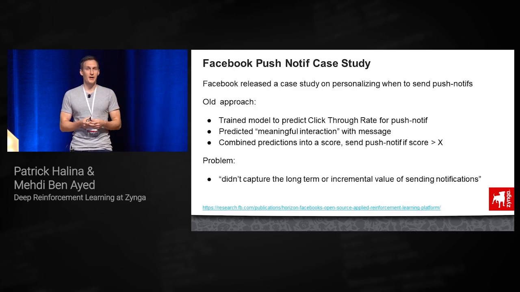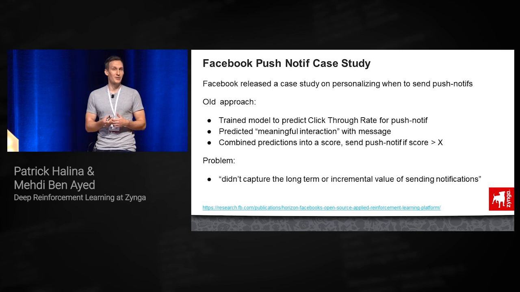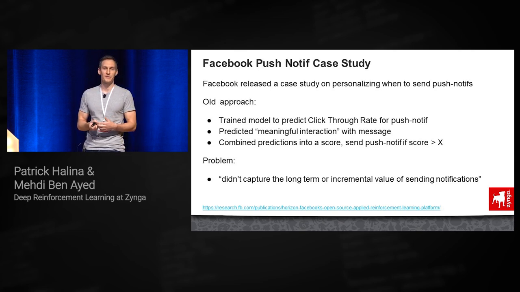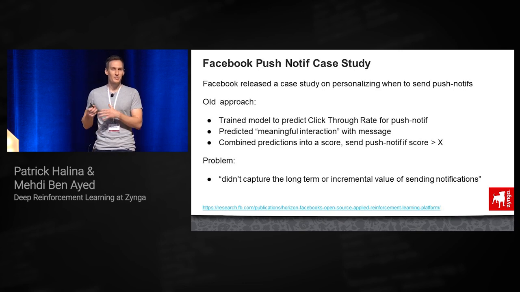So Facebook faced a similar situation, and they released a case study earlier. This case study focused on whether they should surface a user event as a push notification to your phone. So there's some type of update in your newsfeed, and they want to decide, should they push this to your phone or not? Initially, they had a supervised learning approach, where for every single item that they could update you with, they have a click-through model. Are you going to click on this or not?